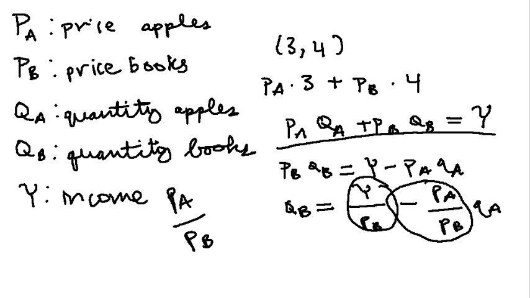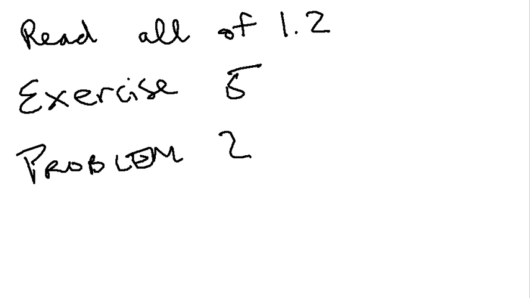That's all the economic intuition that we can get out of this simple example. But I hope it's shown you how a little bit of mathematics can be very helpful in understanding economics. So that's all we'll be getting out of section 1.2. For next time, I'd like you to read all of 1.2, do exercise 5 and problem 2 in section 1.2.